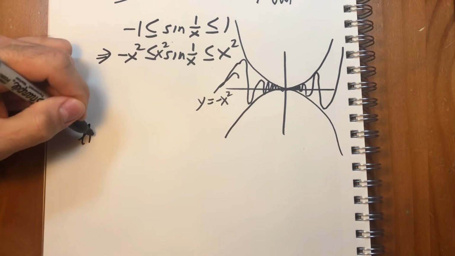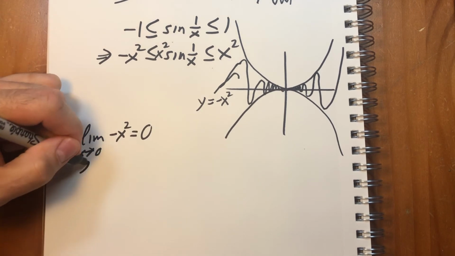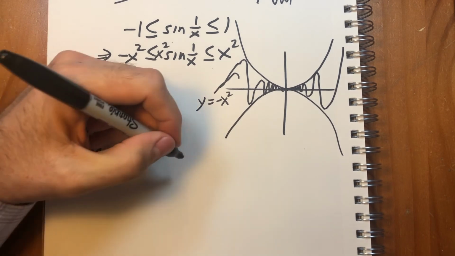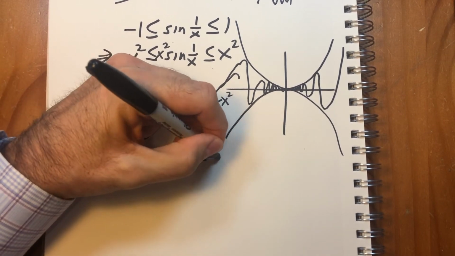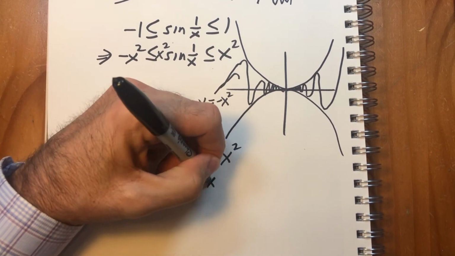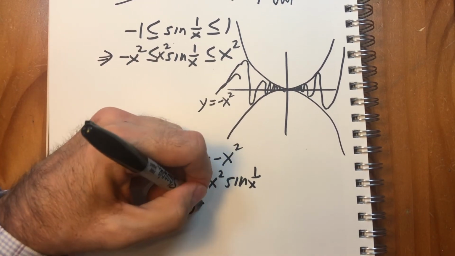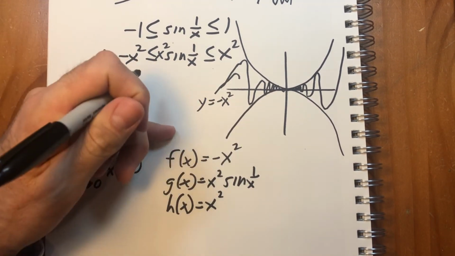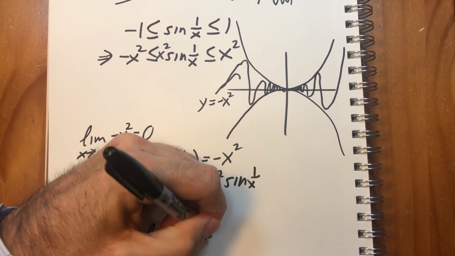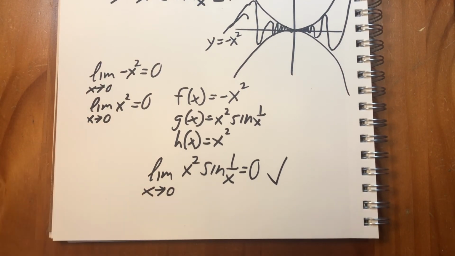So to write it down, we know that the limit as x approaches 0 of minus x squared equals 0, and the limit as x approaches 0 of x squared equals 0. So if we let f of x equal minus x squared, g of x equal x squared sine 1 over x, and h of x equal x squared, then using the squeeze theorem, we know that the limit of g of x is 0. Okay, that's pretty cool. All right, that's good.